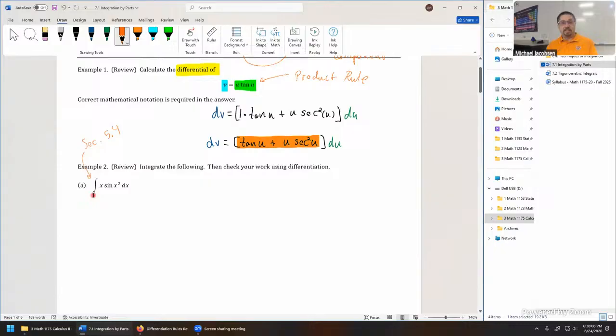Here, this is an indefinite integral. It doesn't say from 0 to pi, for example. So the answer is not the area under the curve. The answer is the most generic antiderivative. We'll use a constant c for integration.